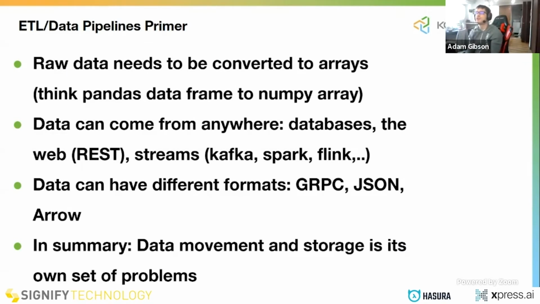So, a bit of a primer. I already kind of mentioned it. Raw data needs to be converted to arrays. Could be pandas, could be whatever you can think of. Could be an SQL table. Data can come from anywhere. There's a wide variety of protocols nowadays for streaming, just a standard web, or your SQL database. Data can have different formats. In memory, you have Arrow now, which I think has helped the ecosystem move forward as far as taking a pandas array and directly converting it, without copying the data, into something that Spark understands, or Flink, or what have you. So these things are getting better.